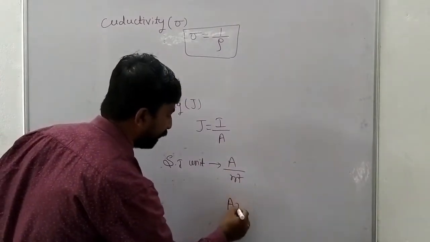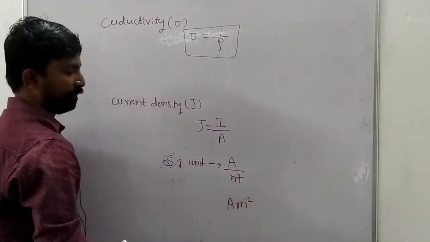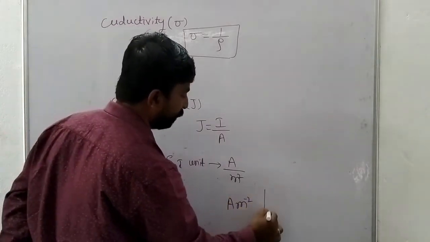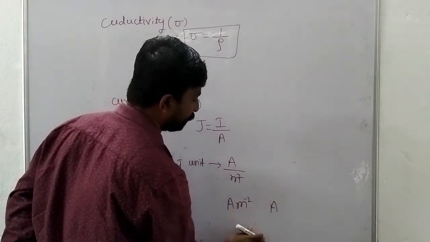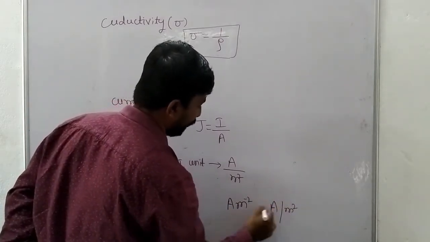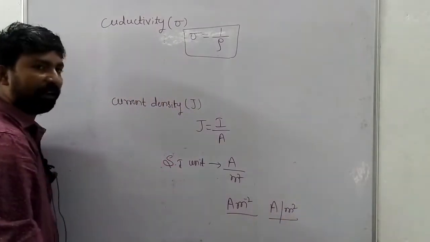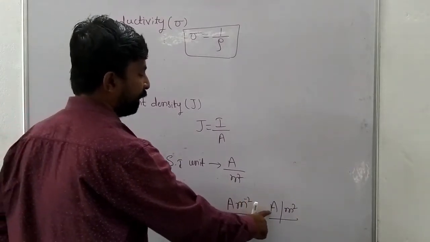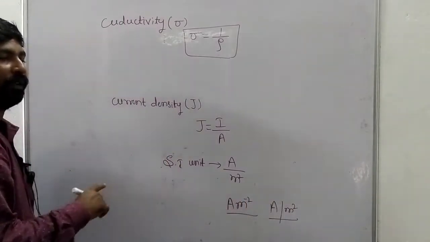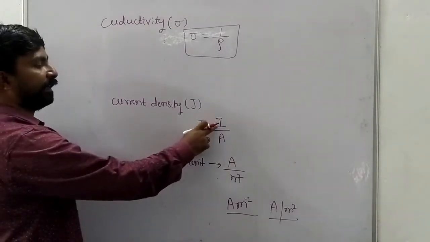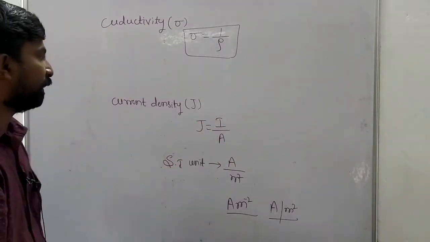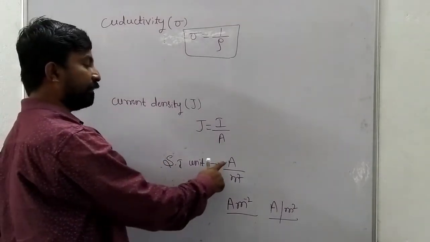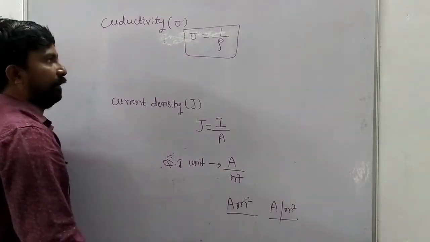If we write it above, it becomes m to the power of -2. So ampere per meter square. Another way we can write this: ampere per meter square. Both are the same. You can write it this way or that way. So the SI unit of current density is ampere per meter square. Once again, what is meant by current density? The electric current per unit cross sectional area of the conductor is called current density. The SI unit of current density is ampere per meter square.